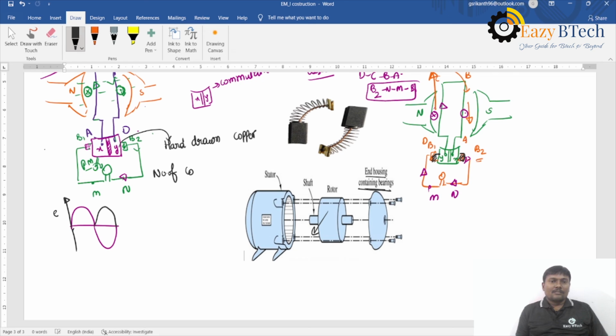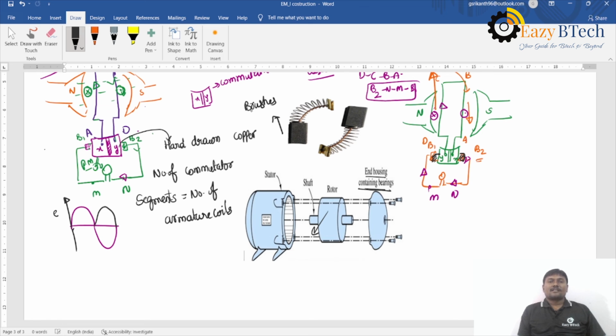So commutators are made with hard drawn copper, and the number of commutator segments is equal to the number of armature coils. And the next part is about brushes.